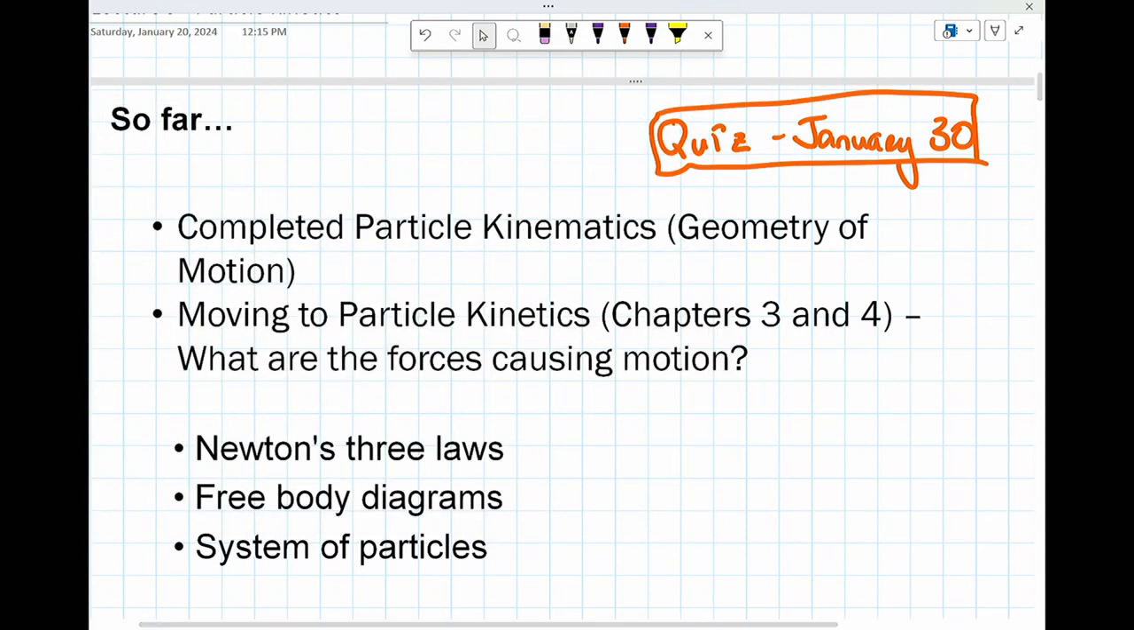All right, so the goal today is to combine chapters 3 and 4. So first, chapter 2, particle kinematics, we have been talking about the geometry of motion. We haven't told you what caused the force, what caused the motion, but now we're going to look at what does cause the motion. So we're going to look at Newton's 3 laws, free body diagrams, which is going to be a source of great concern for you for the next 2-3 months, and systems of particles. Systems of particles is really chapter 4, but I combined chapter 3 and 4 because they're basically the same.